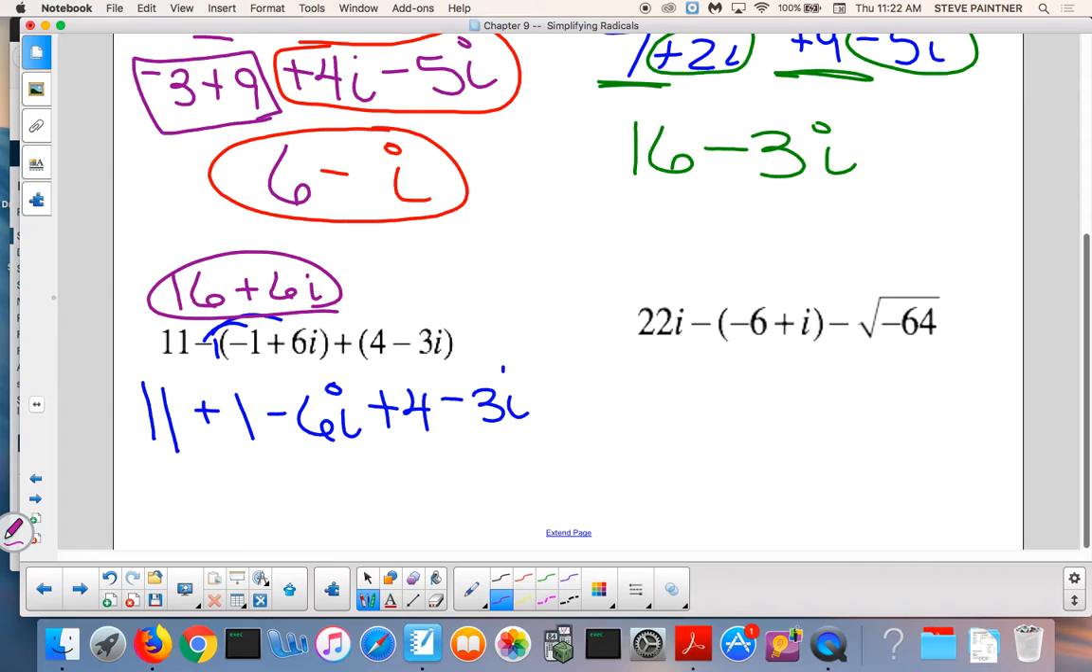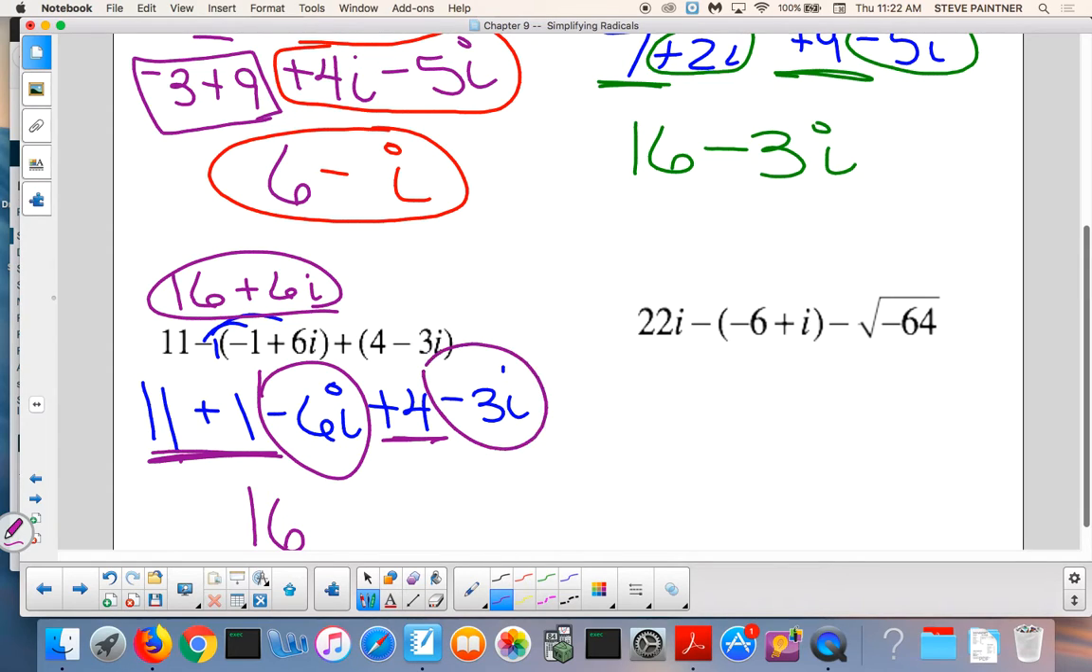Okay, first of all, I got 11 plus 1, 12 plus 4, 16. Oh, she got 16. Good. Now, imaginary part. -6i, -3i. Back up 6, back up 3. -9i. Okay, so I didn't get that part right. Did you not write minus? Sometimes we mess up a sign. When you mess up a sign, you mess up the problem.